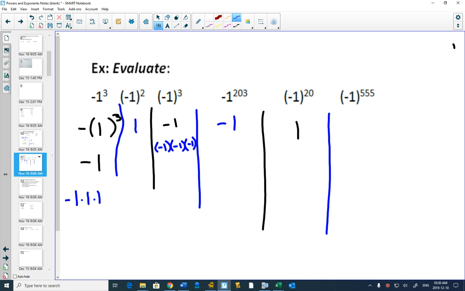And finally, negative 1 to the 555. The negative 1 is the base. So this will be negative 1 times negative 1 times negative 1, 555 times. If we do the number first, what is 1 times 1 times 1, if you did that 555 times? Still going to be 1. And what would happen if you had 555 negatives all multiplied together? Would it be positive or negative? And why? It's an odd number, so it's going to be negative.